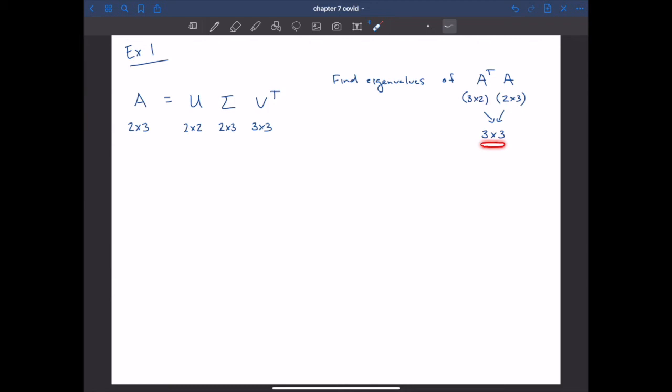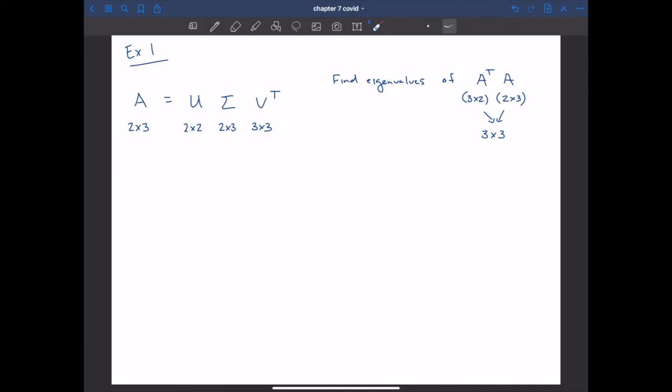That means we had to find the characteristic polynomial, we had to factor it, and we had to find the roots of that characteristic polynomial. Then, when we wanted to find the columns of the matrix V, we needed to find the eigenvectors of this 3 by 3 matrix. So you can see that in this example, finding the singular values and the eigenvectors of A transpose A required a little bit more work because we were dealing with a 3 by 3 matrix.